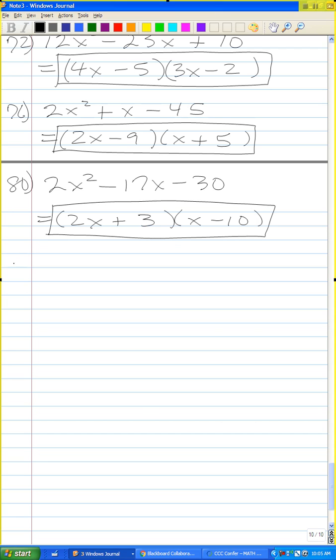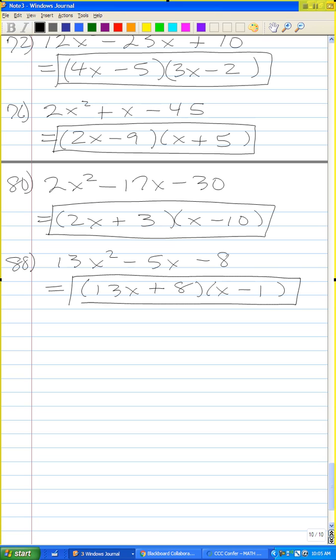Let's look at problem number 88. 13x squared minus 5x minus 8. And so let's factor this. So this factors into 13x, x, plus 8 minus 1. 13x squared minus 13x plus 8x is minus 5x minus 8. So it works. Let me do problem 92.